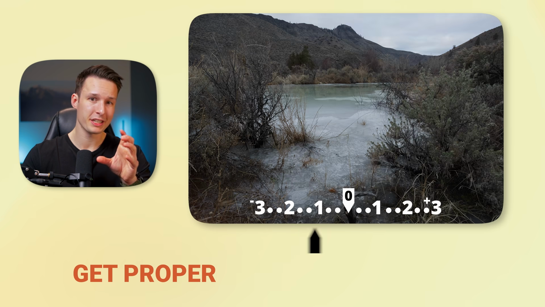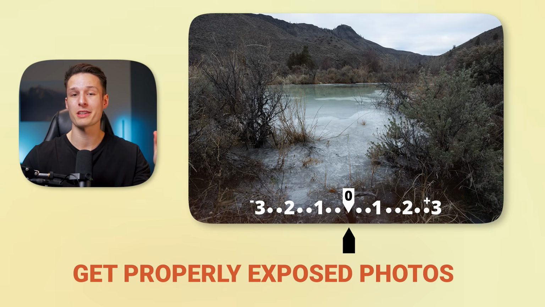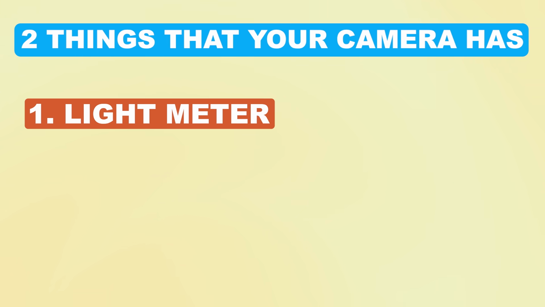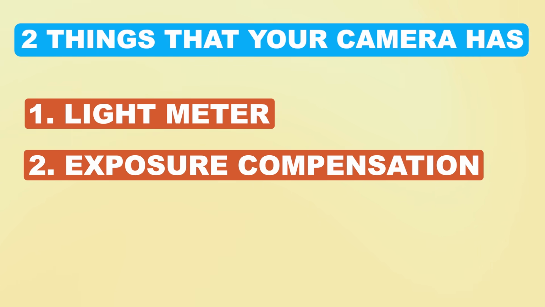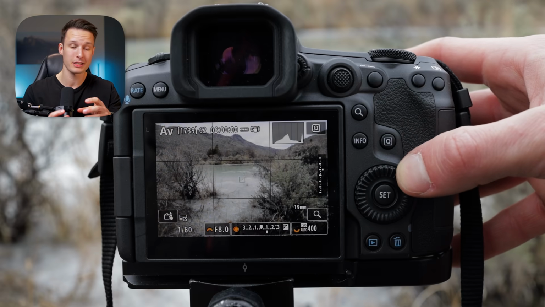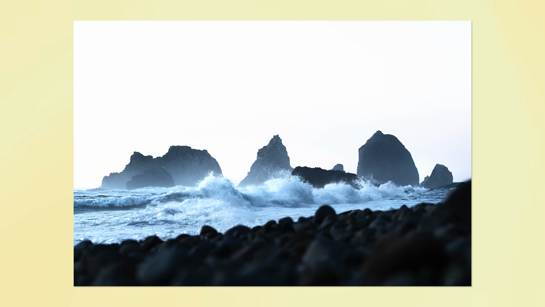By the end of this video, you'll have a simple system to get properly exposed photos without having to memorize settings or understand every technical detail of your camera. We're going to use two things that your camera already has, the light meter and exposure compensation, and I'll show you exactly how they work together and why some things can go wrong and what you can do about it for better, more intentional camera settings.